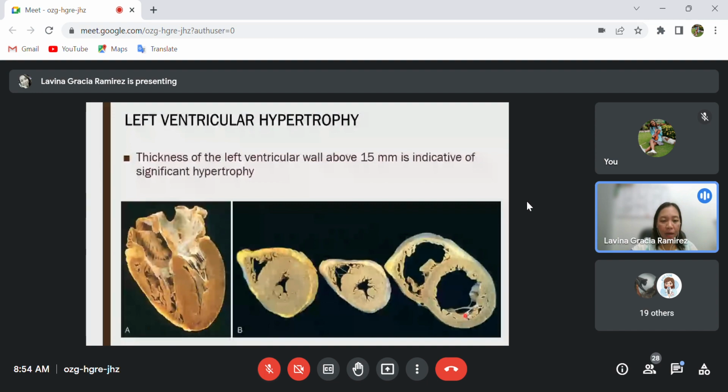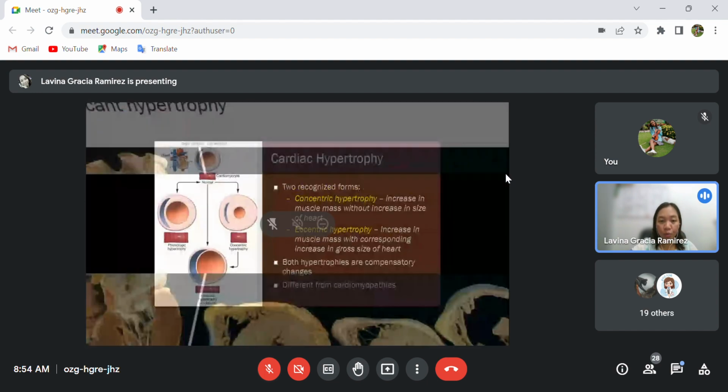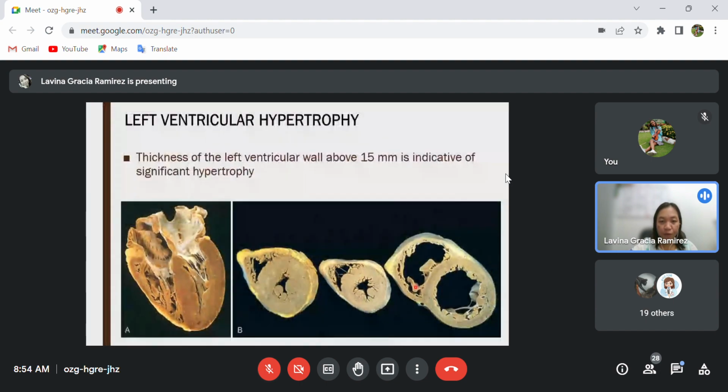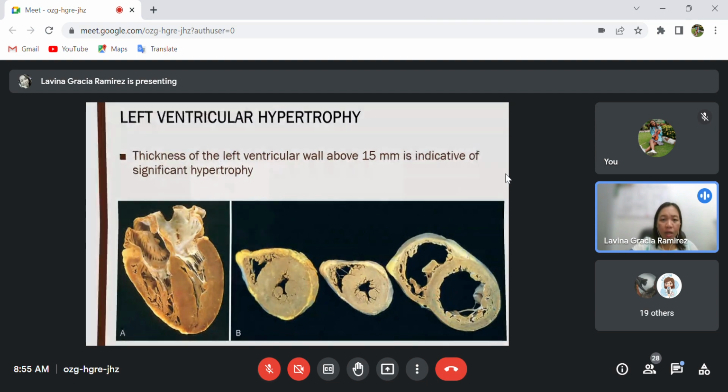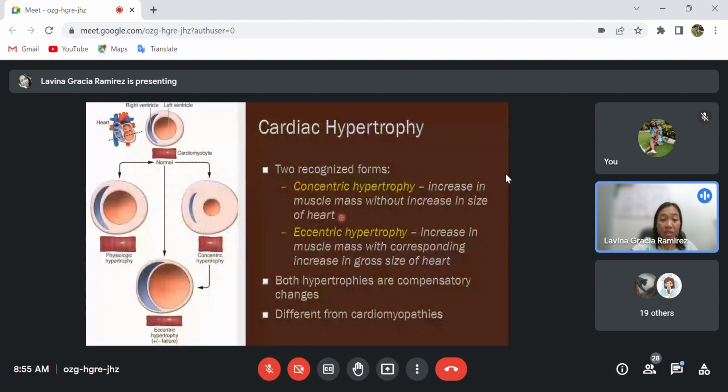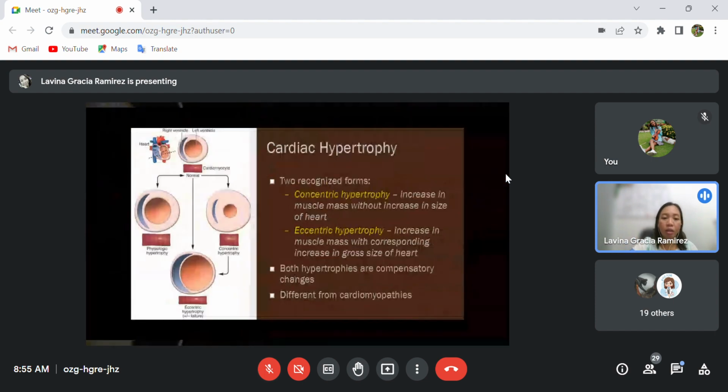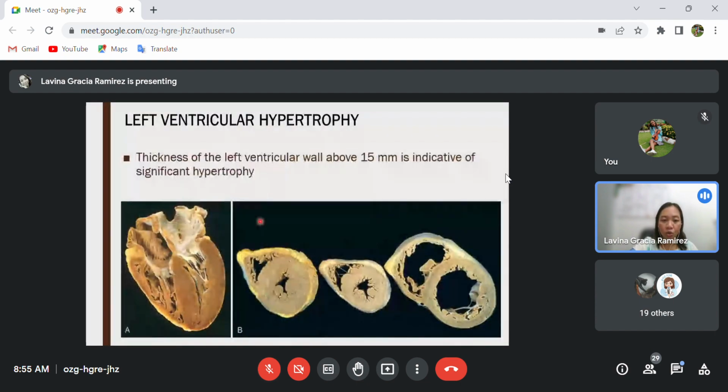Okay, so for the cardiac hypertrophy, na-mention ko na to. Para we can relate that to this picture, these two pictures from the left to right. So the first one is the concentric hypertrophy and the second one is the eccentric hypertrophy. So for the concentric hypertrophy, there's an increase in the muscle mass without increasing the size of the heart. Pero may increase kapag winay mo siya, mabigat. Bakit siya mabigat? Nung cross-section mo to, ganito ang itsura niya. Okay, so ganyan ang itsura niya.